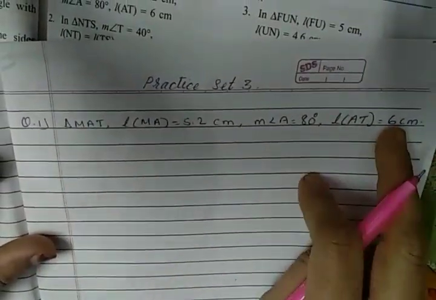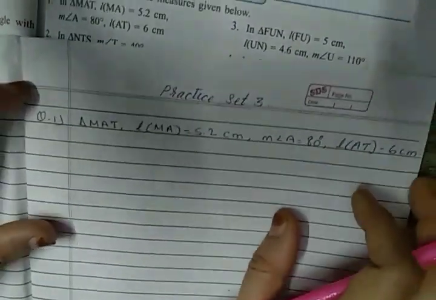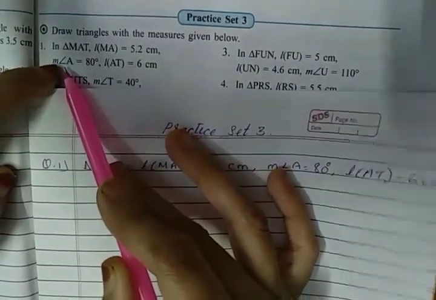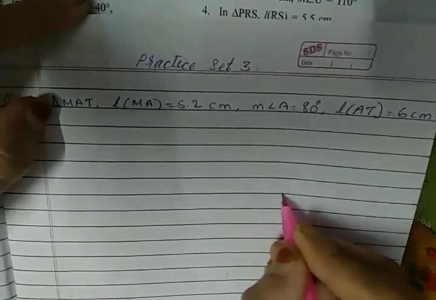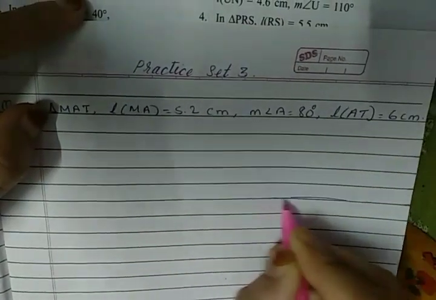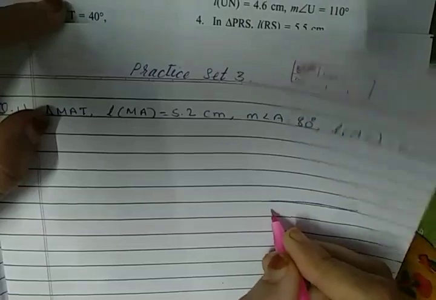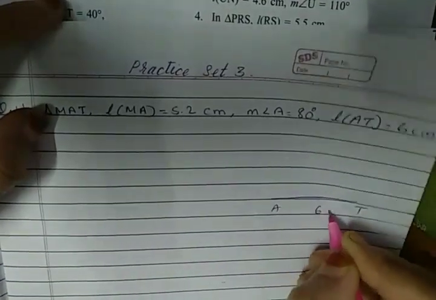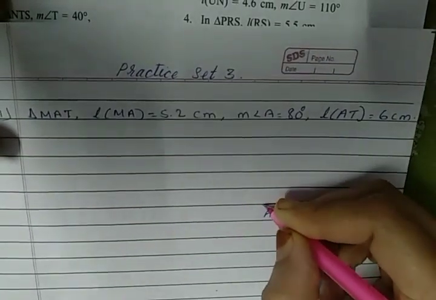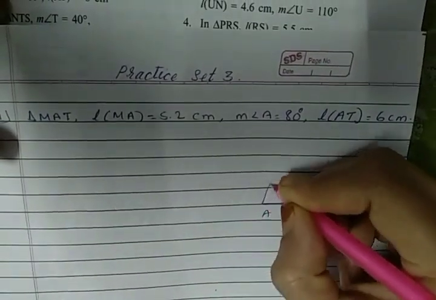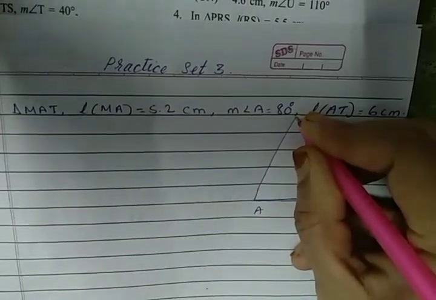First we will draw the rough figure. When two sides and the angle are given, first see which is the longest side, because here measure of angle A is given. So we have to take the length of AT. I am just drawing the rough figure. Here is AT, 6 centimeter. And angle A means this will be an acute angle, so it will be like this.